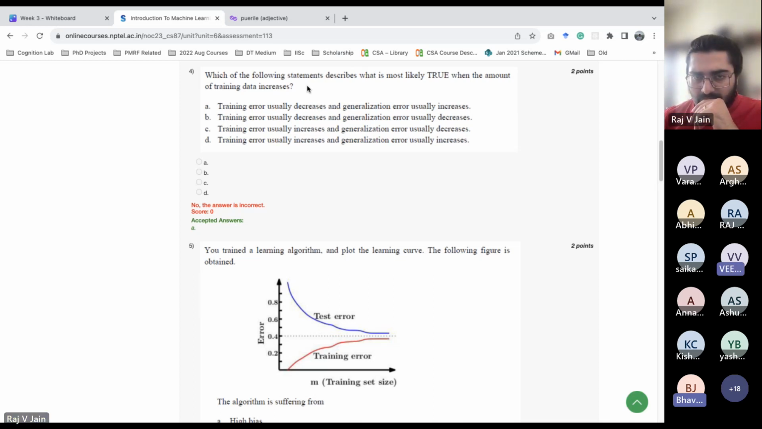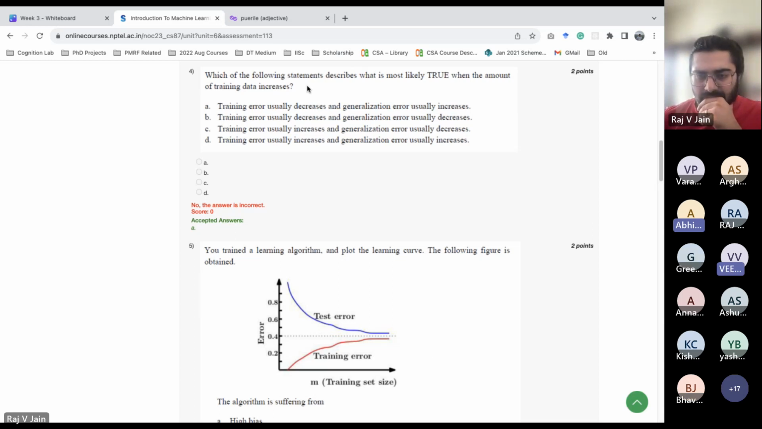And then generalization error will decrease eventually, because with a lesser number of training samples it's overfitting, where training error is less but test error is more. With more training data, the model can generalize more. That is one of the principles.